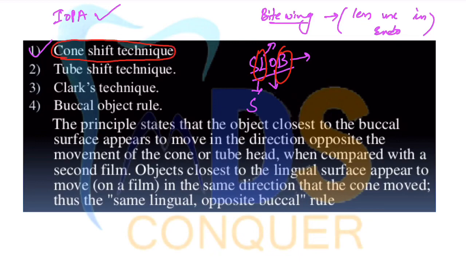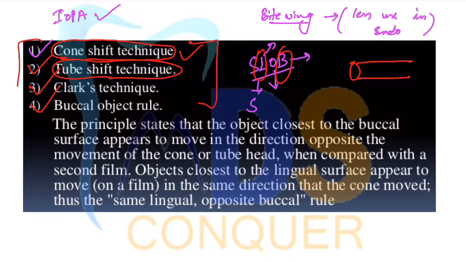The cone shift technique can also be called the tube shift technique. Tube is nothing but cone, right? You have a tube in the X-ray machine, and you are going to change the direction of the tube. That is called the tube shift technique. It's also called Clark's technique. It is also called the buccal object rule technique. Okay, so these are the other names of the slope technique. That's an important thing to be added.